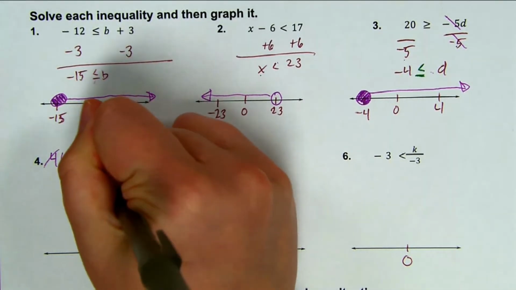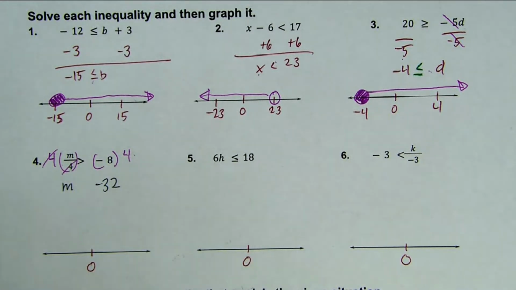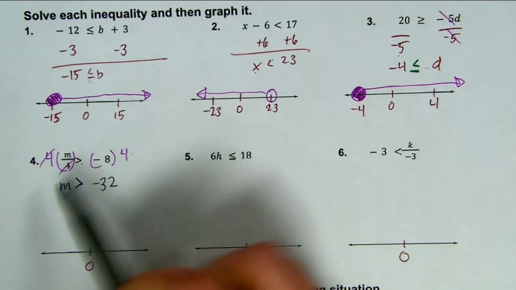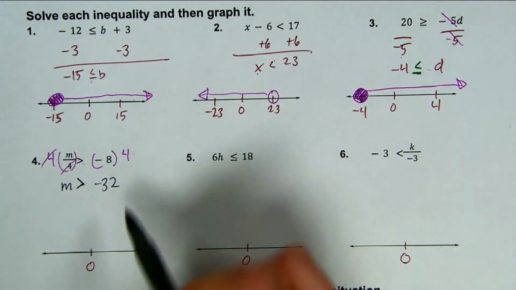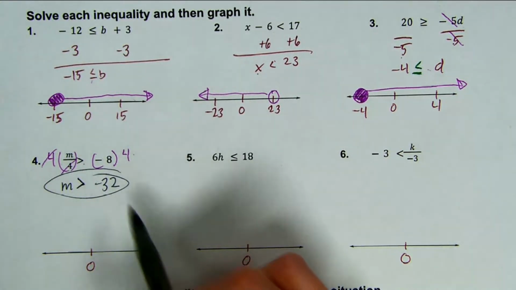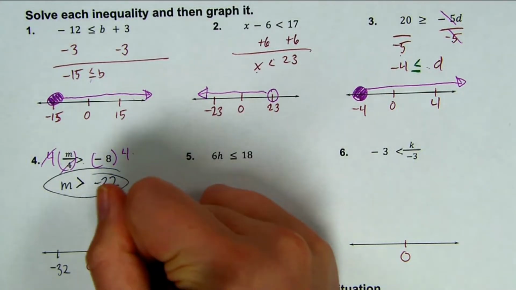And because I'm multiplying both sides by positive 4, I do not need to worry about reversing the inequality sign. If we multiply or divide both sides by a positive number, our inequality will still be true. So I can go ahead and graph this. I have 0 on the number line. I'll put negative 32 to the left, positive 32 to the right.